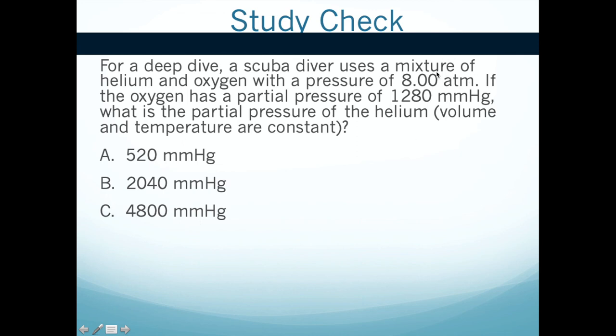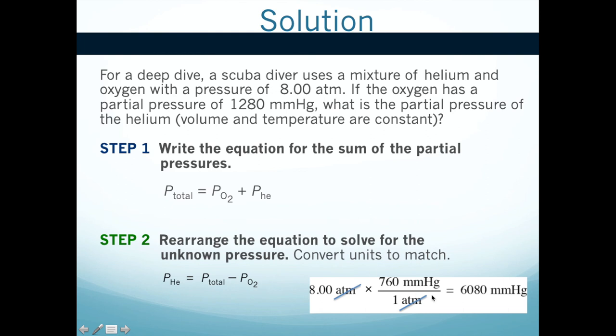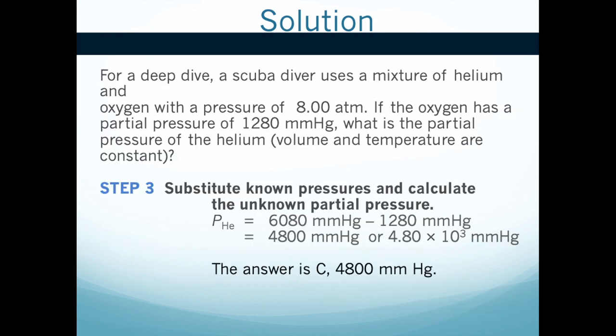So I recommend dealing only with torr, so you might want to convert your atmospheres into torr before you try this problem out. Once again, one atmosphere is 760 torr, so take 760 and multiply it by 8 to figure out the total pressure in torr. Now ask yourself, do I add or subtract my 1,280? Remember, we're trying to get part of the total, so we want to subtract from the total. Our total pressure is 6,080 torr, and from that, we subtract our 1,280. So we get 4,800 torr. That should be our answer, so that was answer C in the multiple choice problem.